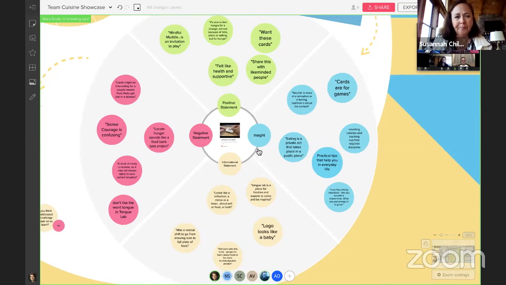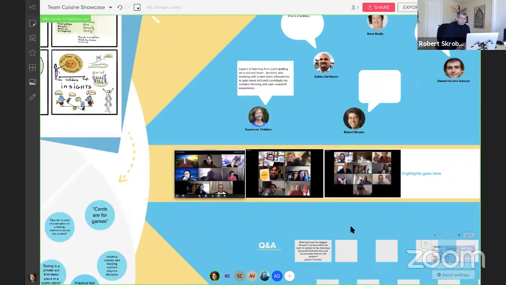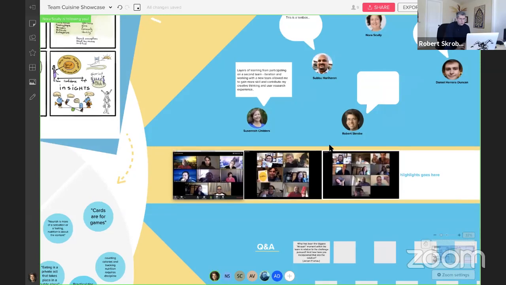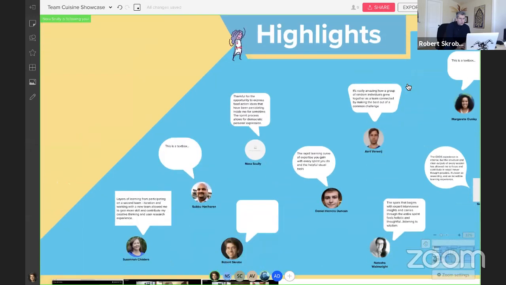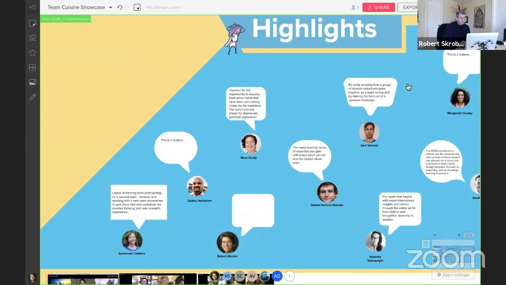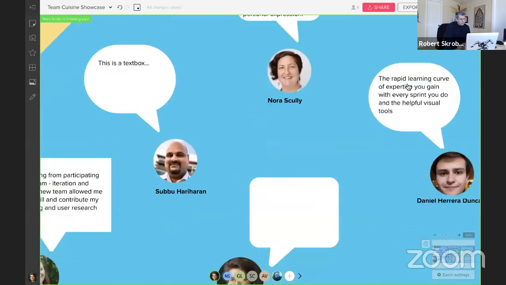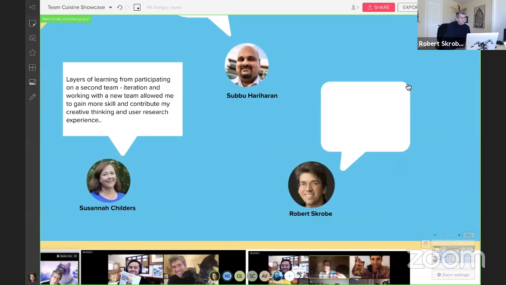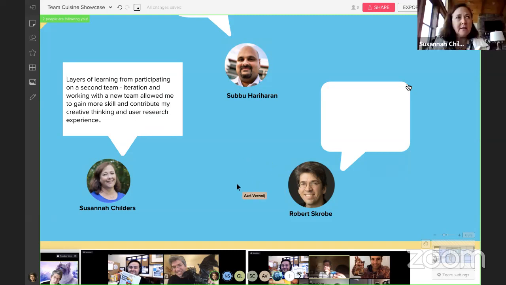Yeah. So I'm moving over to the right here, and let me get to the screen here. So looks like, whoa, Mural all of a sudden, so highlights, these are individual highlights for each of you, I believe. So Susanna, you were just talking. It looks like yours was layers of learning for participating on a second team, iteration and working with a new team, allow me to gain more skill and contribute my creative thinking and user research experience. Do you want to expand upon it at all, or does that pretty much summarize what you got from this particular? I think that gets to most of it.